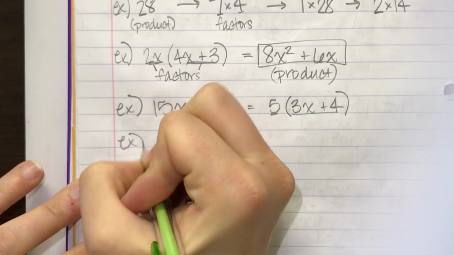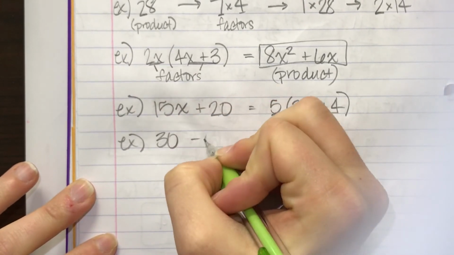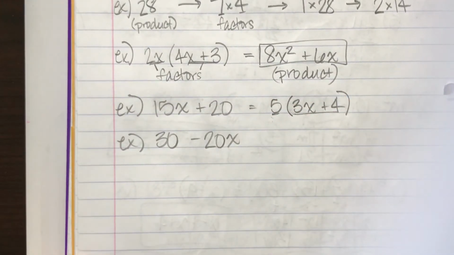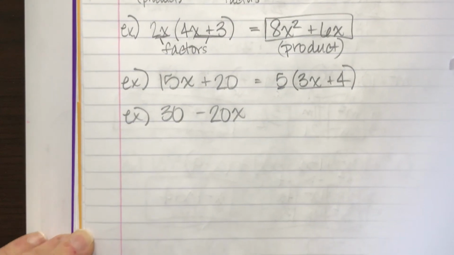Okay, so now let's look at that first one that I wrote. 30 minus 20x. Today's still all distributing.